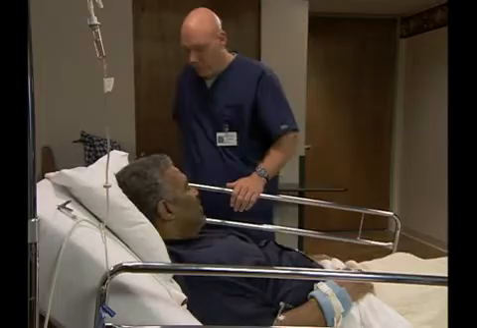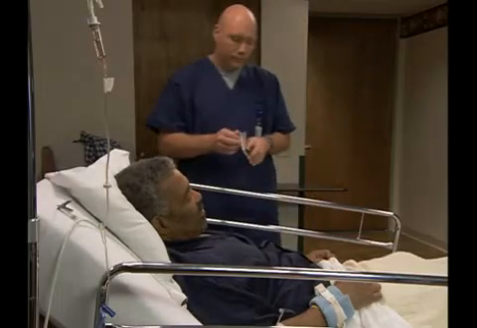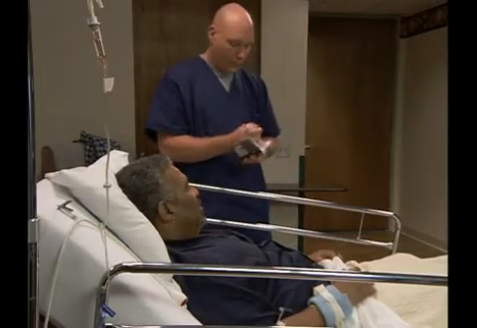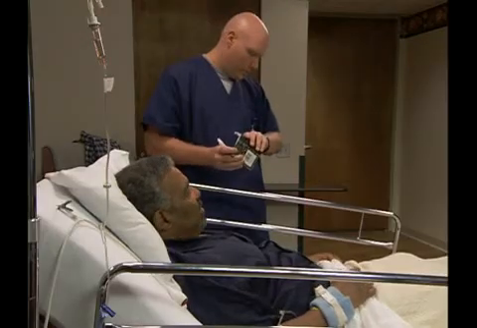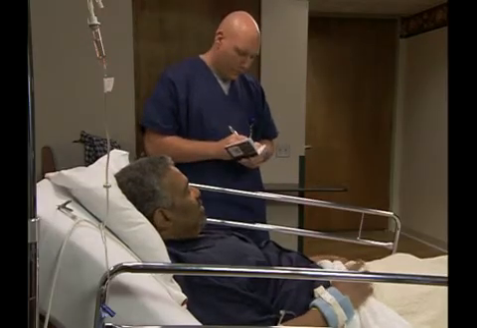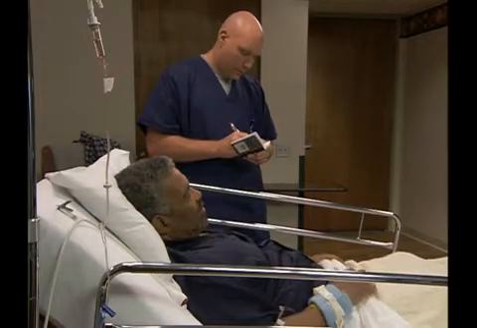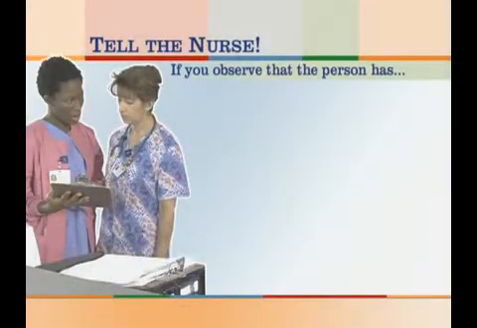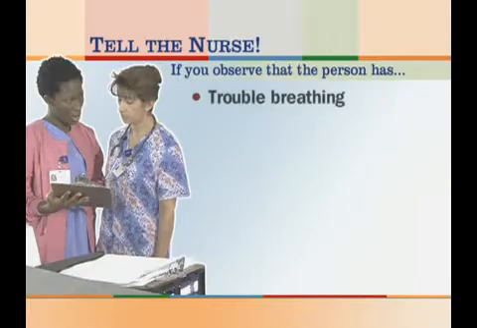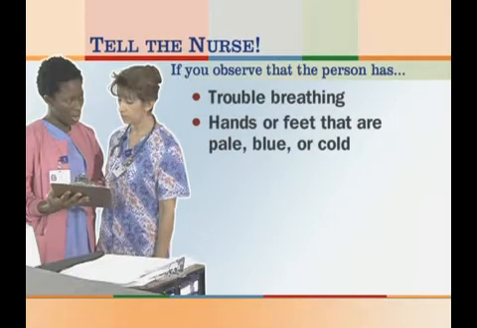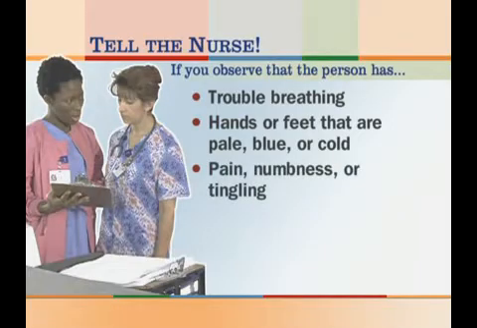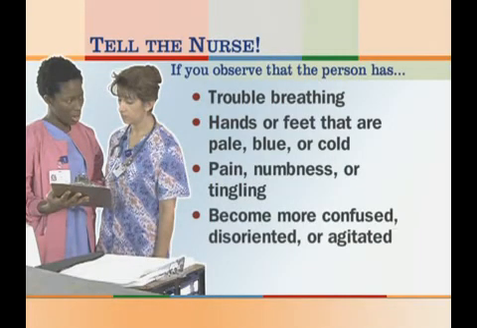Always make sure you record your observations in accordance with the policy of your facility, noting the type of restraint used, the time the restraint was applied, removed, and reapplied, and the person's responses. Be sure to notify the nurse immediately if you observe that the person is having trouble breathing, the person's hands or feet are pale, blue, or cold, the person is feeling pain, numbness, or tingling, or if the person has become more confused, disoriented, or agitated.